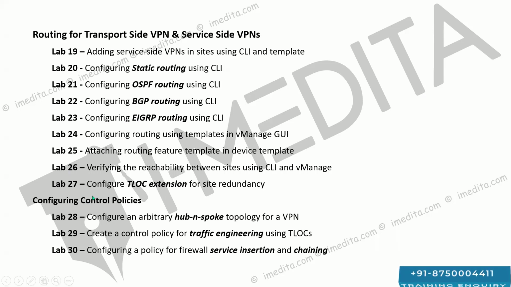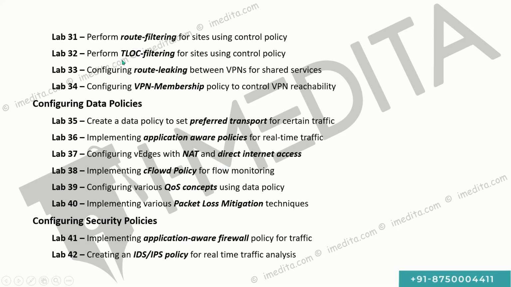Then the policies, control policies such as hub and spoke policy, traffic engineering, service insertion chaining, route filtering, TLOC filtering, route leaking, VPN membership, preferred transport, application aware routing, NAT, DIA, Cflowd, quality of service, like policing, shaping, packet loss mitigation techniques, packet replication, duplication, and all.